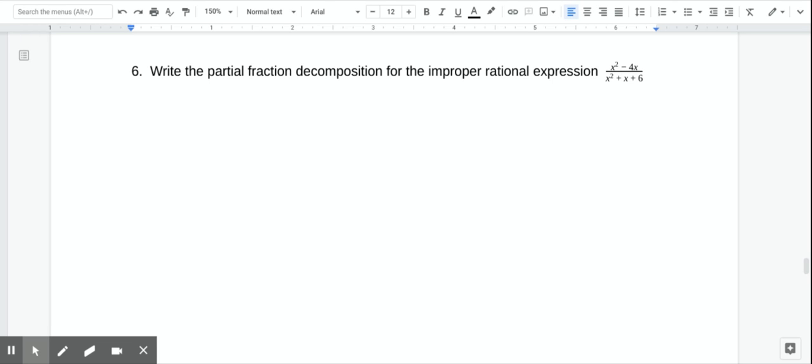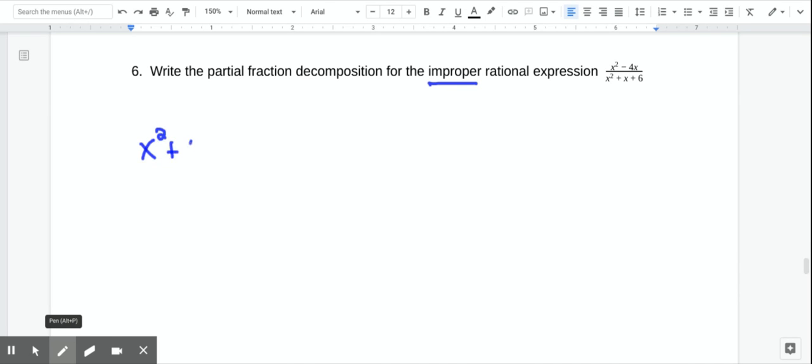All right, we are going to do number 6 as the partial fraction decomposition for the improper rational expression. They gave us a hint right here. Improper. It is improper because the degrees are the same. So anytime the degree on top is greater, or if the degrees are the same, it's actually an improper fraction, and we need to start with long division. So that's what we're going to do first.